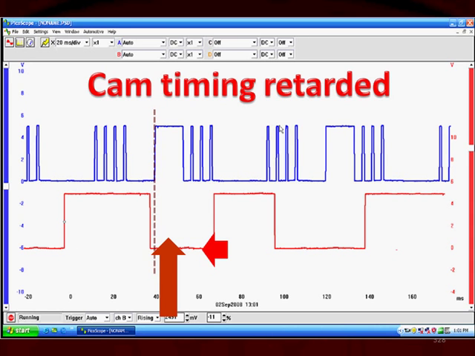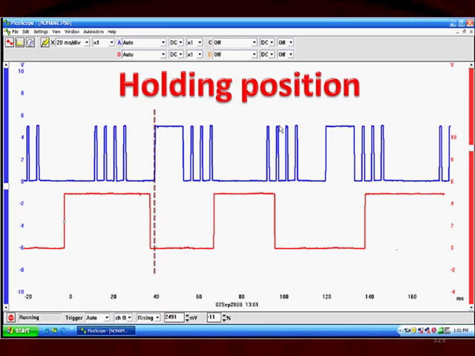And right here we see where the cam timing was retarded in relationship to the crankshaft itself. I know I keep saying that, but that's what we're changing, the relationship between the camshaft and the crankshaft. Here, once it retards, it goes back to that holding position. Remember now, it's not fixed like it is here. It kind of moves around a little bit.